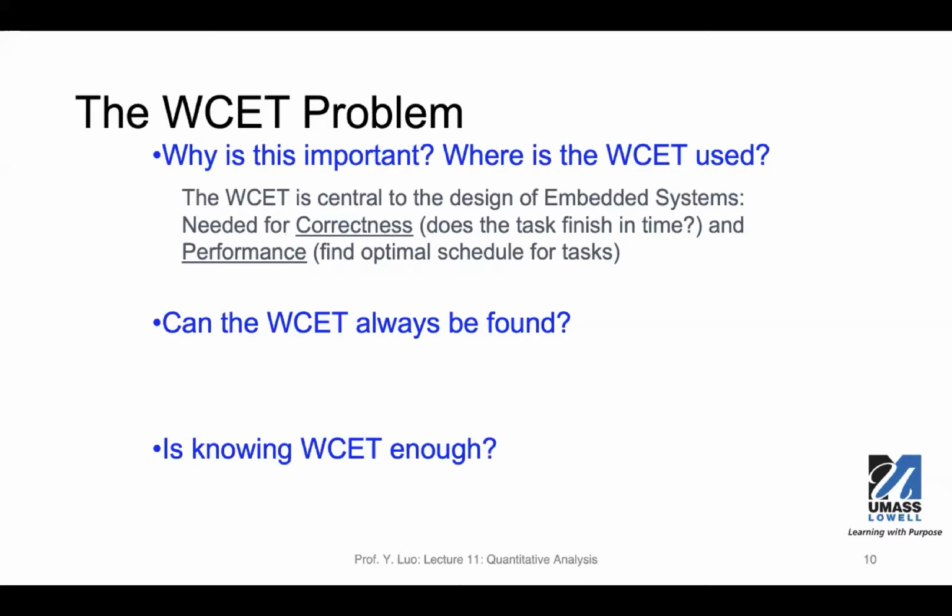But the first one, correctness, is also very important. Does the task finish in time? This is critical in real-time systems. A real-time system is where we have strict requirements on the completion time of the tasks. So the worst case execution time will help us to understand whether this real-time task is correct or not.